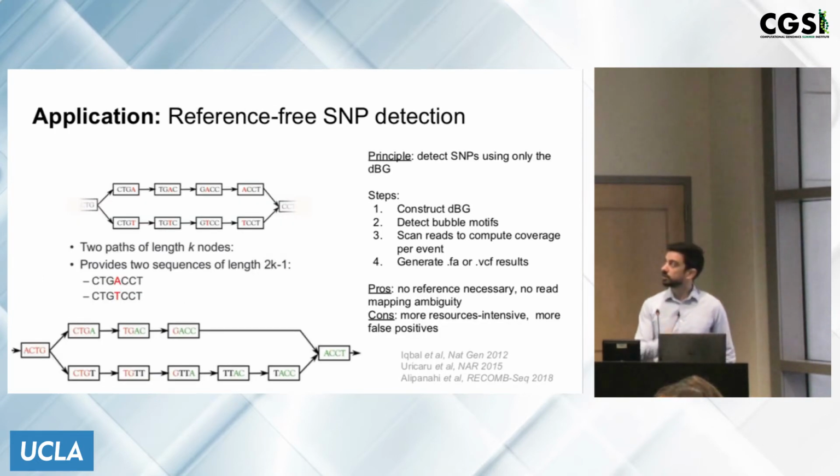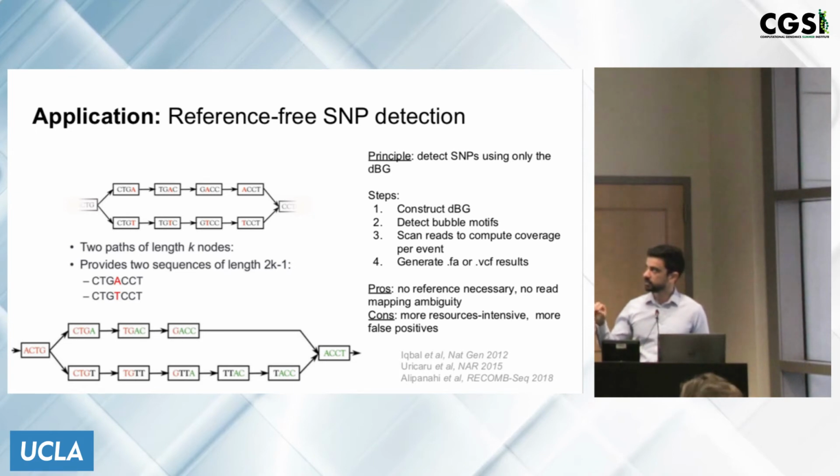So one application of DBGs, and that is to loop back with what I said about reference-free applications, is to detect SNPs or biological events just from the graph. So it happens that if you have your SNP in your data set in the de Bruijn graph, it looks a little bit like this. There are two paths corresponding to both haplotypes joined in a motif which we call a bubble. And there are simple pipelines which have been developed to actually detect those graph events and then report the SNPs in the data set. I refer you to these papers for more information.